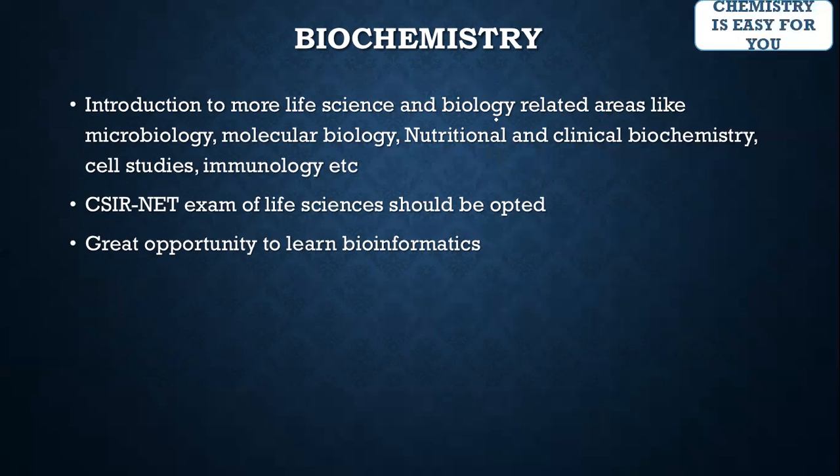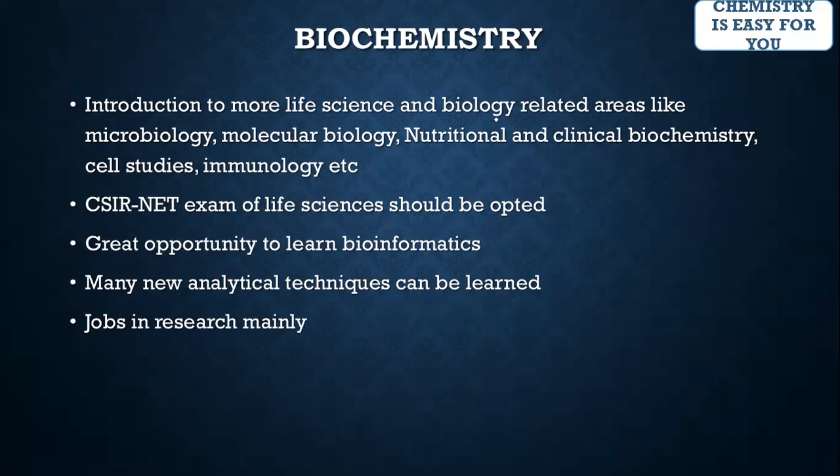Then the CSIR NET exam of life sciences should be opted, because you might lose touch with chemistry as a whole. You will learn more about bio-related areas than chemistry. Okay, you will learn chemistry, but you will be introduced to many other life science and biology related areas. That is a drawback as well as an advantage, because if you keep up with chemistry knowledge yourself, then this is an excellent opportunity. But if you lose your chemistry completely, then you will have to explore other areas like jobs in research and industry related to healthcare.